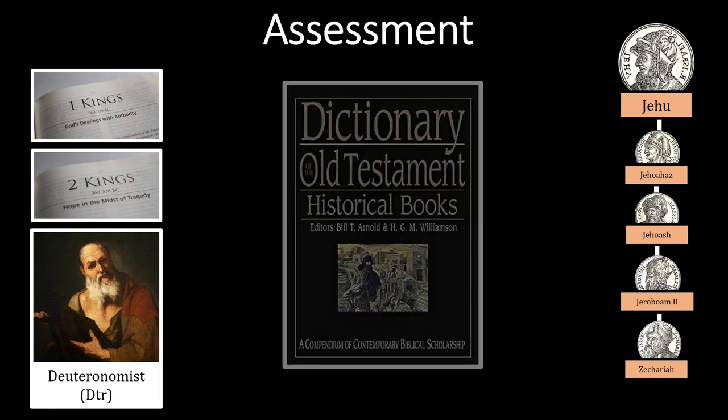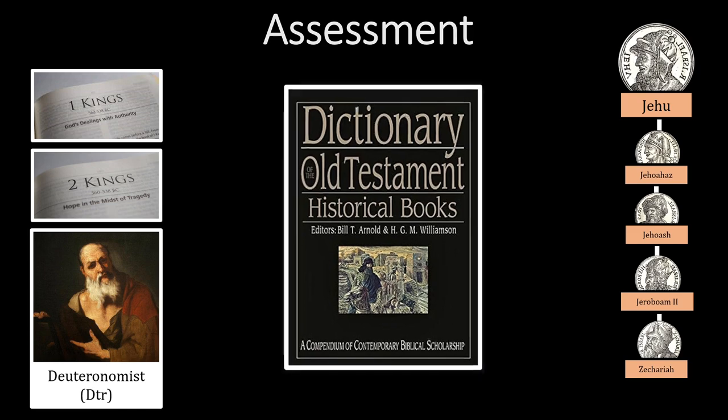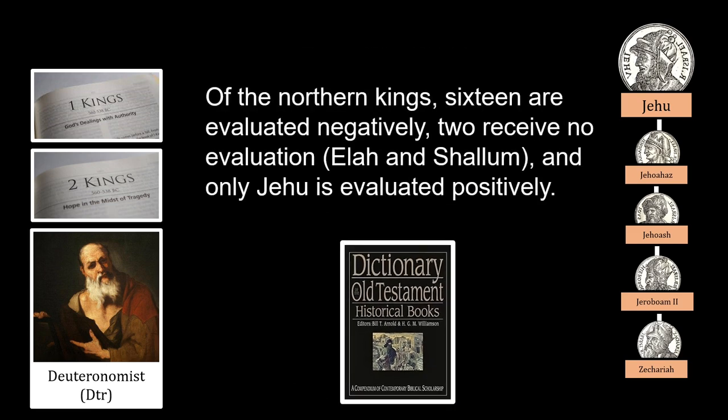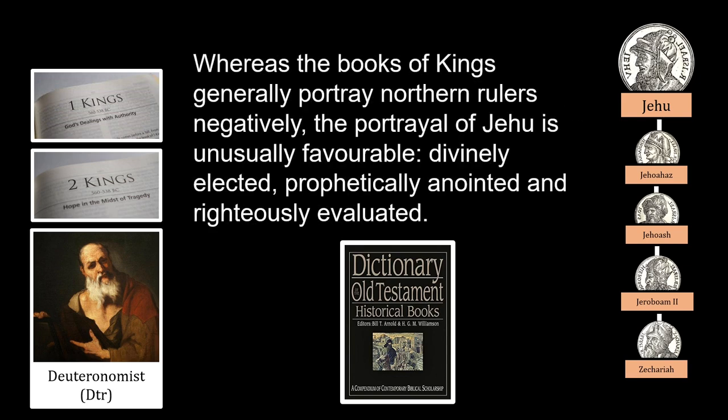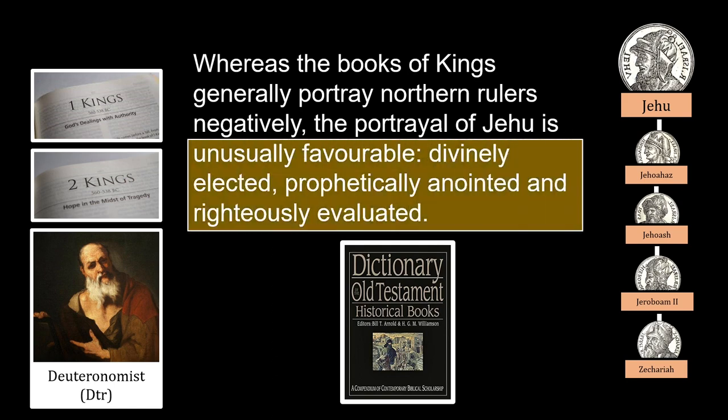As the Dictionary of the Old Testament Historical Books writes, quote, "Of the northern kings, 16 are evaluated negatively, 2 receive no evaluation, Elah and Shallum, and only Jehu is evaluated positively." We continue to read: "Whereas the books of Kings generally portray northern rulers negatively, the portrayal of Jehu is unusually favorable, divinely elected, prophetically anointed, and righteously evaluated."